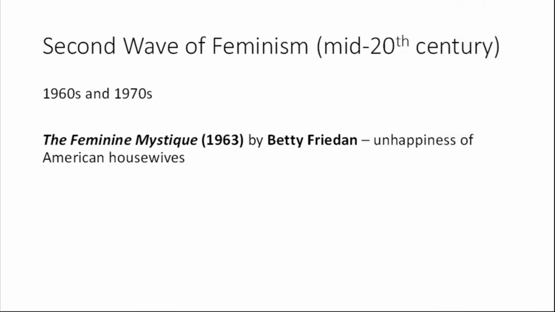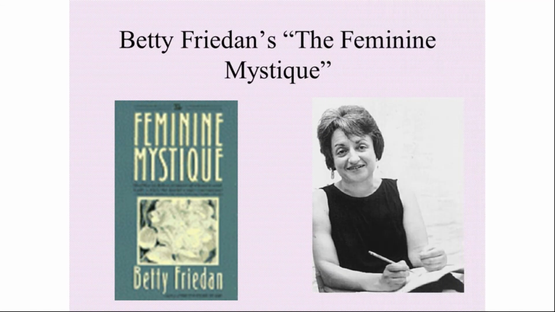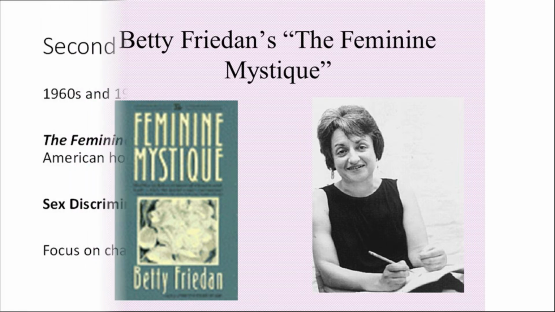The second wave of feminism emerged in the mid-20th century, the 1960s and 1970s in particular. If there's one book that can be credited with starting the second wave of feminism, it would be The Feminine Mystique by Betty Friedan in 1963. Friedan's book focuses on the unhappiness of so many American housewives. Even though they were living in a time of great wealth, prosperity and security, something was missing from their lives. And Friedan analyses that problem. What's missing was independence, respect, autonomy.